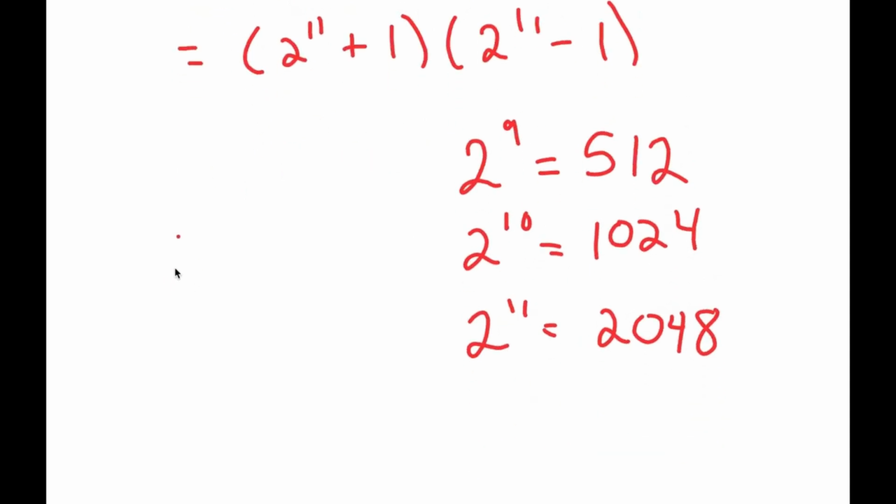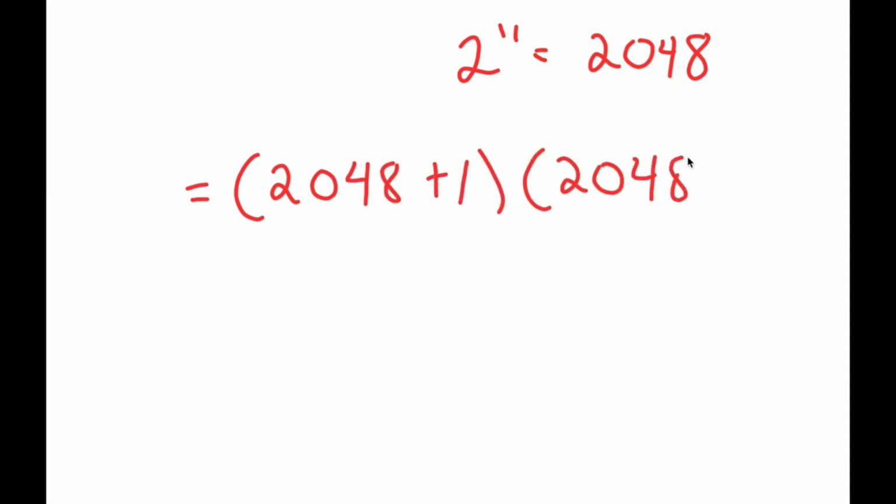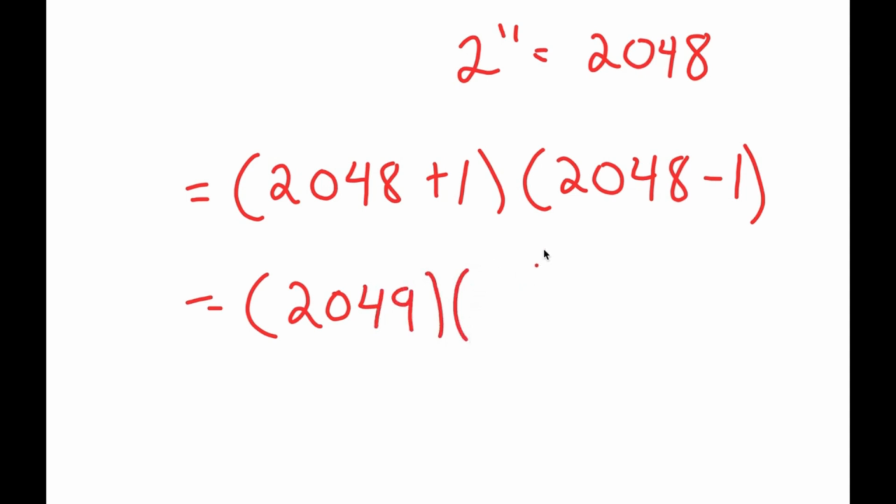So now, I get 2048 plus 1 times 2048 minus 1. Now 2048 plus 1 is 2049, and 2048 minus 1 is 2047. So I get 2049 times 2047.